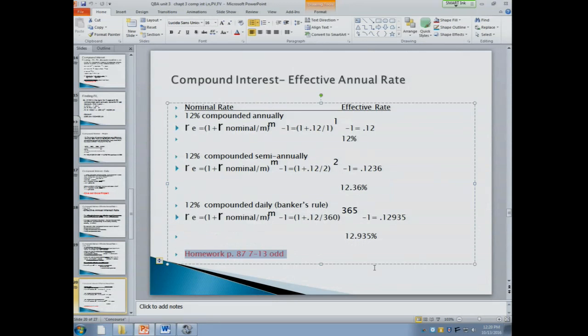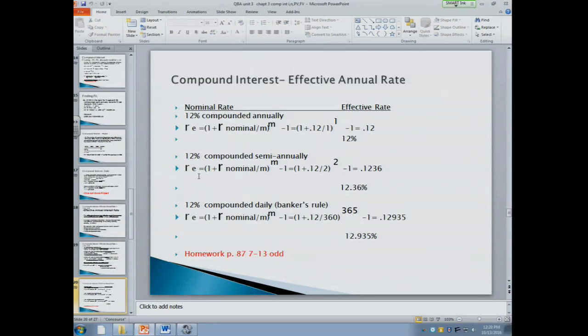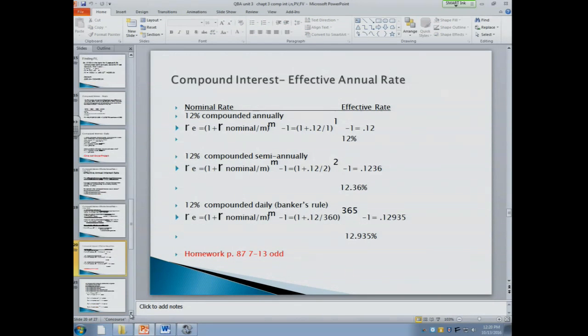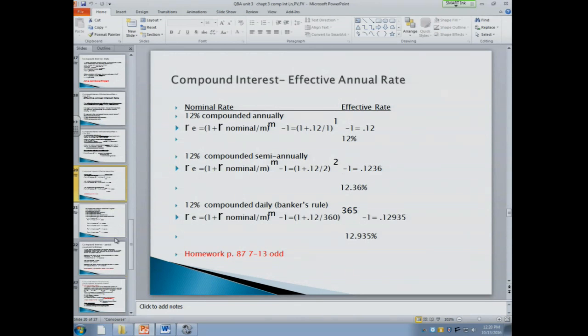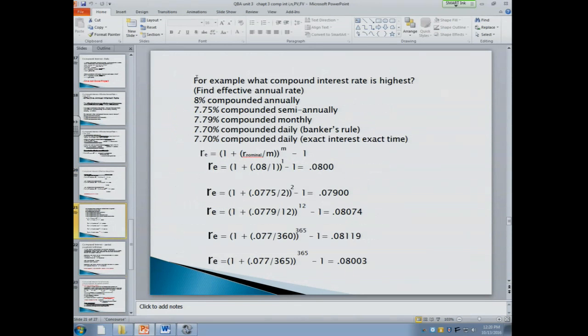You'll notice a homework here. Don't want you to skip the homework. Now, the next slide I definitely would like you to pause and do all 5 of these. 8% compounded annually, 7.75% semi-annually, 7.79% monthly, 7.7% daily, banker's rule, and 7.7% compounded daily, exact time, exact interest.